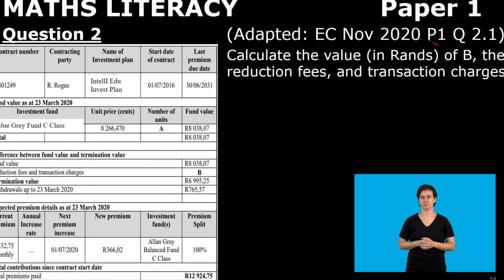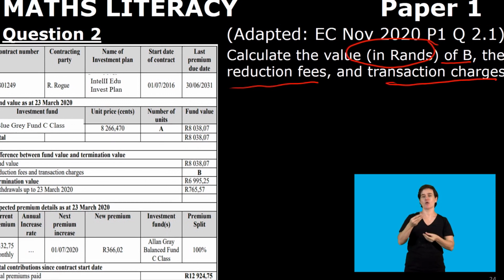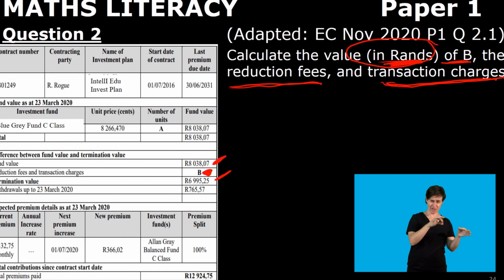Calculate the value in rands of B, the reduction fees, and the transaction charges. So, what are the key words? The value in rands, we want rands of B, and B is the reduction fees and transaction charges. It is going to be that. So we are simply going to calculate the difference between the fund value and the termination value. That will give you the reduction fee.